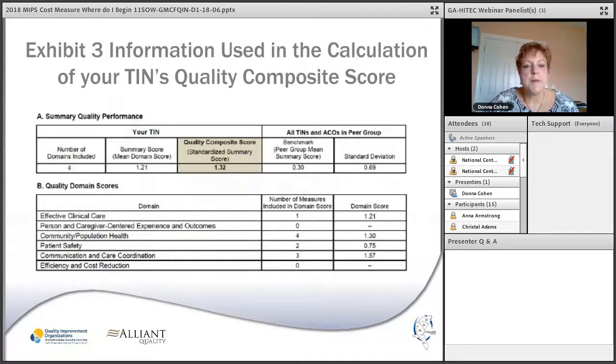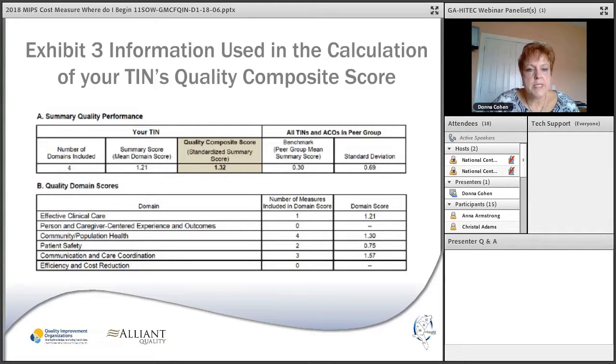So Exhibit 3 is a breakdown of your TIN's Quality Composite Score. And this, again, comes from your PQRS data. So you can see here the number of domains when you reported your PQRS. This particular TIN reported under 4 domains. And if you look at the bottom grid in the center, the number of measures included in each domain. You see the domain to the right, and then those measures that were reported successfully under each of those domains, and then what the domain score is.